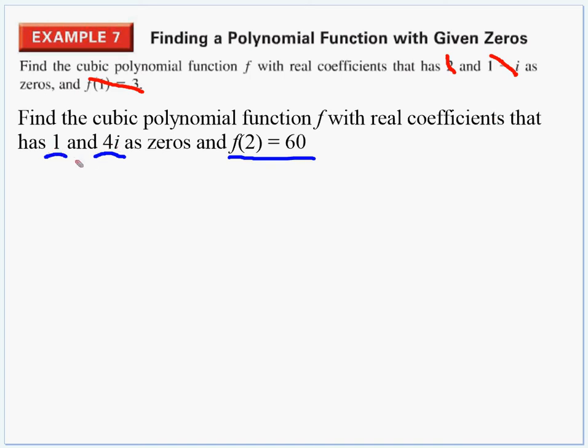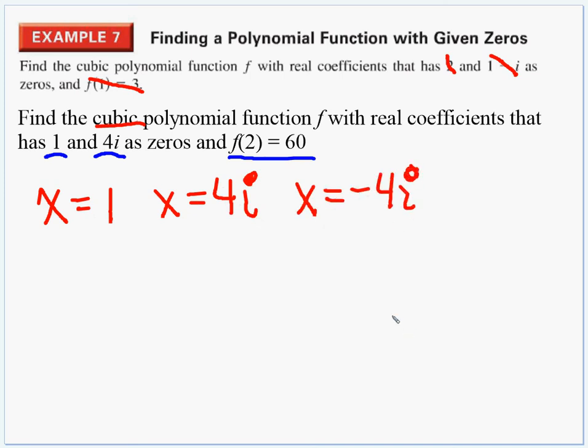This is sort of like what we saw in the last example, but now they give us a solution point. So what we're going to solve for here is an a value, kind of like we did when we were working on parabolas. So let's get this started. Cubic polynomial. It has x equal to 1, x equal to 4i, and of course the conjugate pair will have a minus 4i included. Let's create our factors.